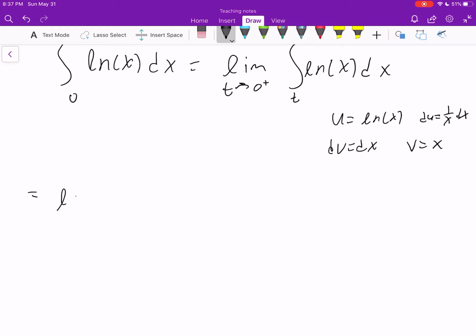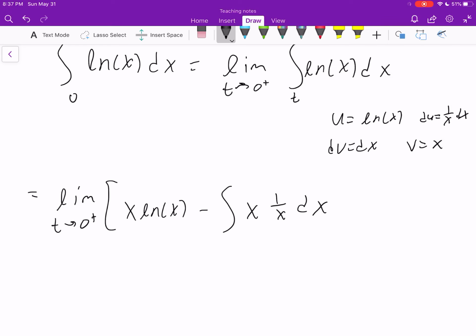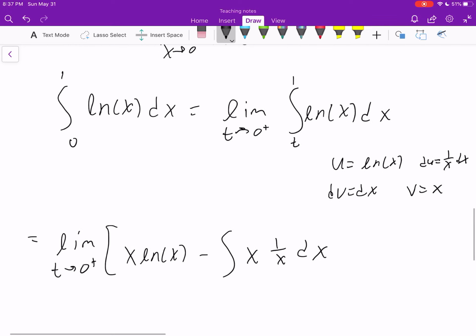So this is going to be equal to the limit as t approaches 0 from the right of the integral from t to 1. We're doing integration by parts here. That integral is going to turn into uv, so x ln of x, minus the integral of v du. v is x, so I get x times 1 over x dx. And we're going to evaluate this from t to 1.